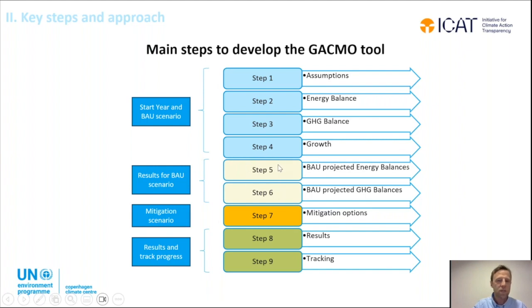In step 5 and step 6, the user can then visualize the results of the business as usual scenario. Step 7, as you will see, is the step which is used to build the mitigation scenario. Step 8 is the step where the user can visualize all the results, the outputs of the use of the GACMO tool. And finally, step 9 in the new version corresponds to a special sheet, which is called the tracking sheet, and can be used by a user to monitor the progress in implementing specific mitigation options and monitoring the achievement of related GHG targets. So it's a special sheet which is used separately by a user.